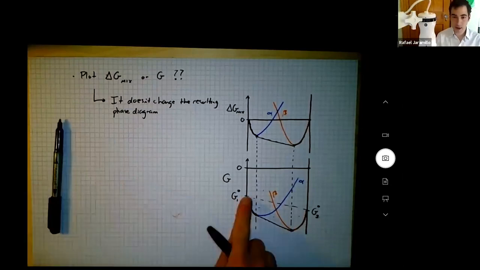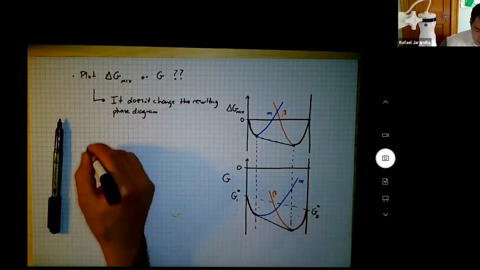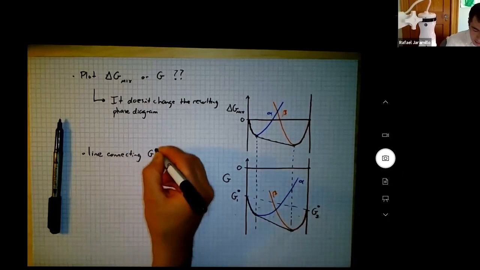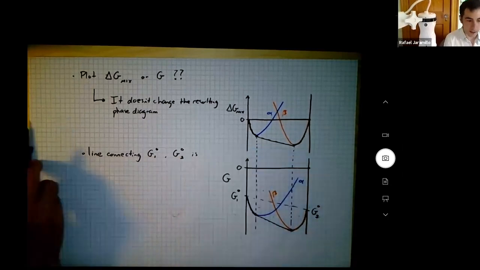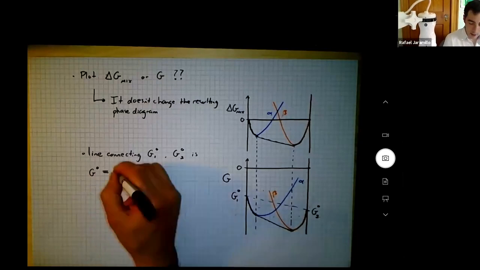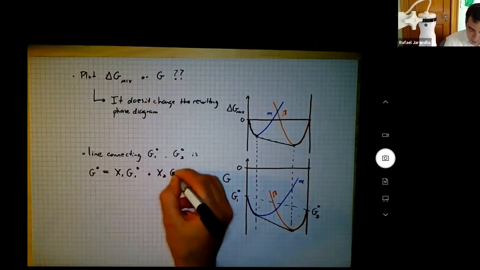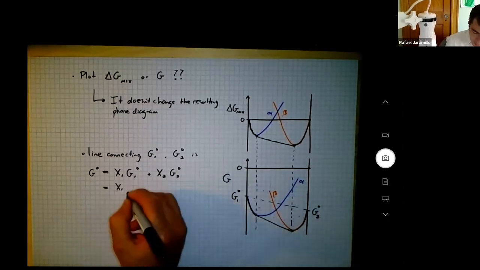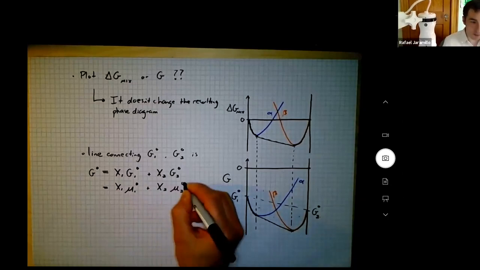What is this line, this straight line connecting the two reference states? Line connecting G1 naught and G2 naught. Well, we know what that is. We've written that down before when we were solution modeling. That's X1 G1 naught plus X2 G2 naught. And sometimes we prefer X1 mu 1 naught plus X2 mu 2 naught, right?